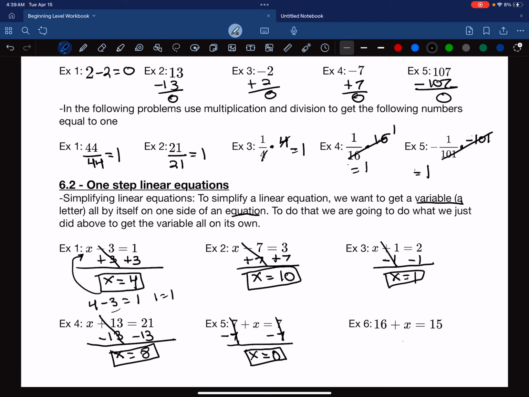And then here we have 16 plus x equals 15. So to get x alone, we're going to want to subtract 16 on both sides of the equation. These 16s cancel, and we're left with x equals 15 minus 16, which is negative 1.